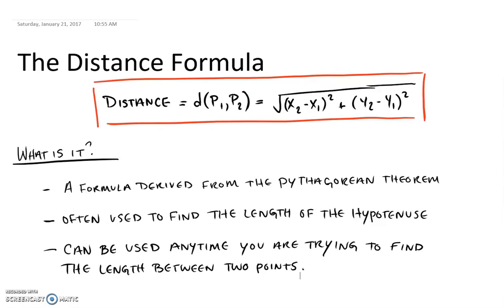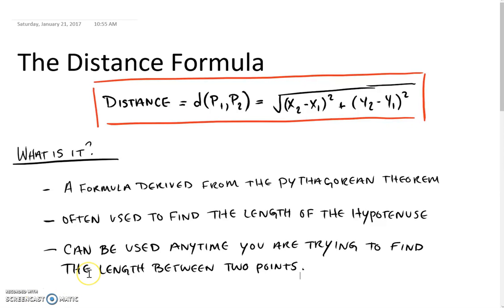This formula was derived from the Pythagorean theorem and is often used when trying to find the length of the hypotenuse of a right triangle. Or, for example, if you're given an arbitrary triangle and you're not sure if that's a right triangle, you can always use this formula to find the length of any one of those sides. Or if you're simply given 2 points on a graph and you're trying to find the distance, you can always come back to this formula and find that.